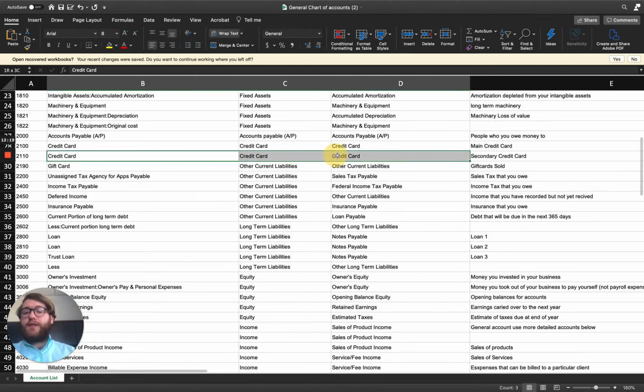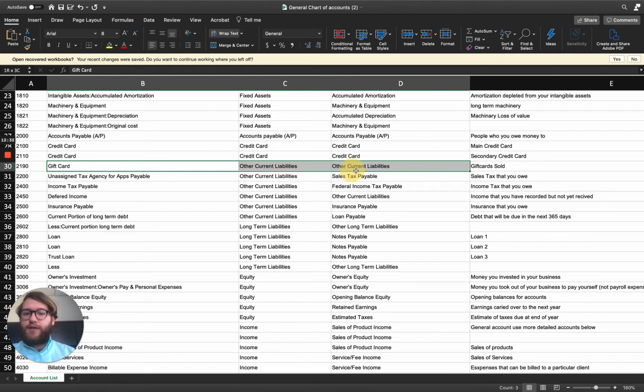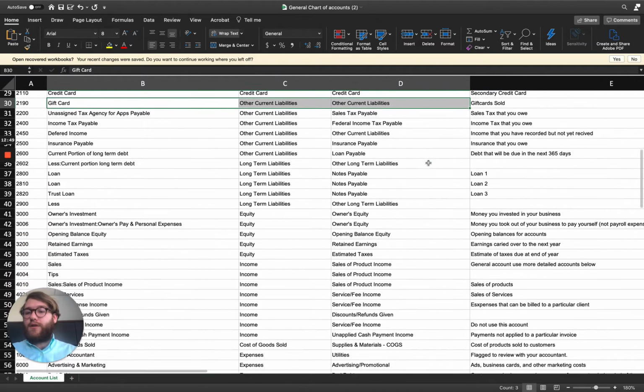Gift cards, this is not something that is common, but there are some companies out there in the home service industry that will allow people to buy gift cards to give away. When you sell that gift card, ultimately you have a liability out there. You owe someone money until that gift card is used. So if you do gift cards, make sure that you have a liability account for your gift cards.